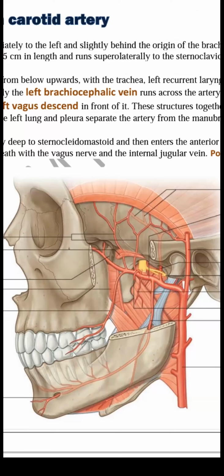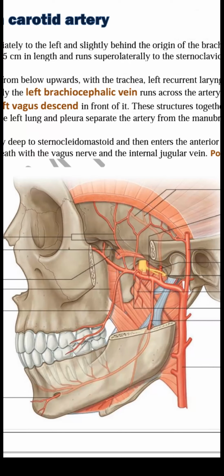This is easy. Where does it end? Here. This is the end of the external carotid. It is opposite the neck of the mandible. This is the head, and this is the neck of the mandible. So opposite the neck of the mandible, it ends by dividing into two major arteries. What are these two arteries? This is the maxillary artery, and this is the superficial temporal artery. So these are the two terminal branches of the external carotid: maxillary and superficial temporal artery.